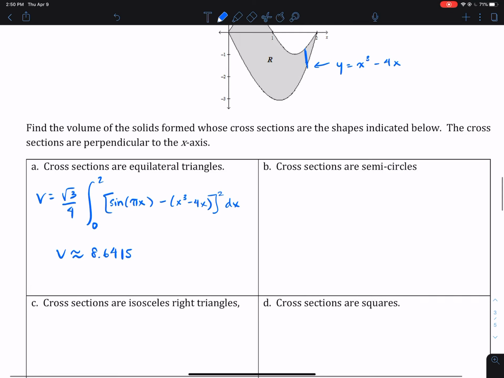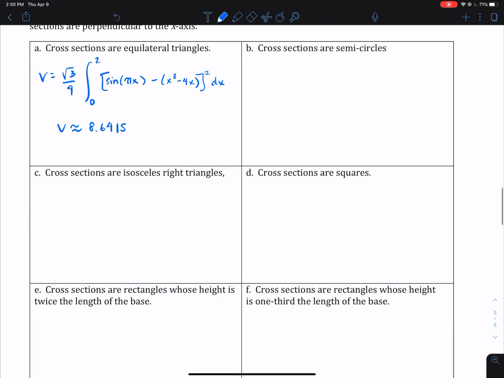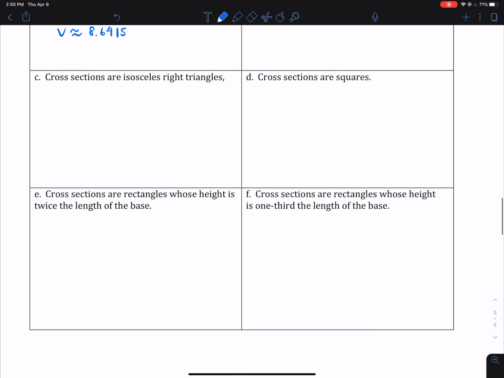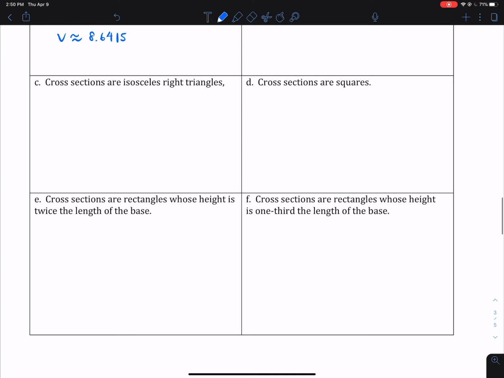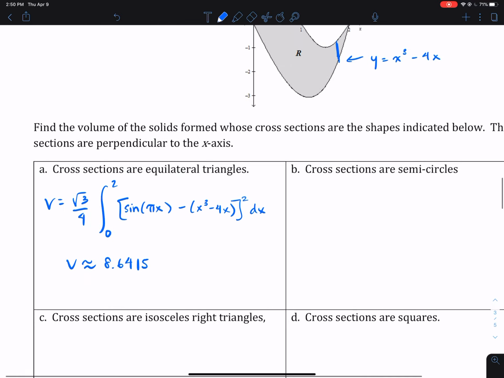So again, go ahead and try B, C, and D, and I'll put up the answers in a bit, but let me go to E. Okay. The cross sections are rectangles. The height is twice the length of the base. Okay, so make sure you understand what this picture looks like. The height is twice the length of the base.